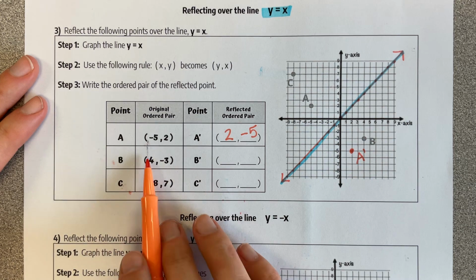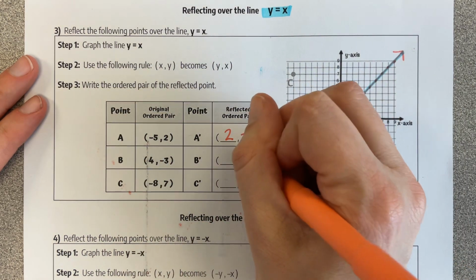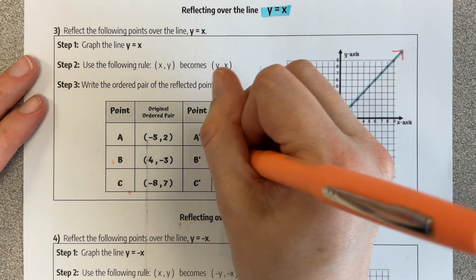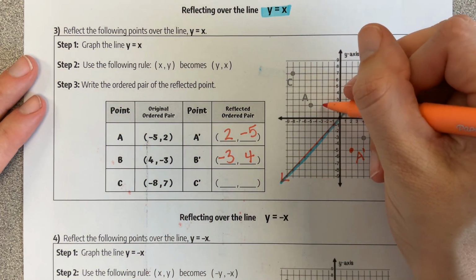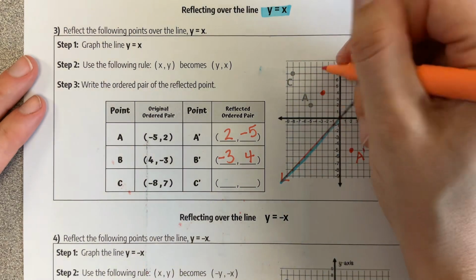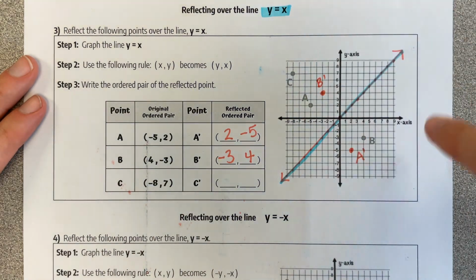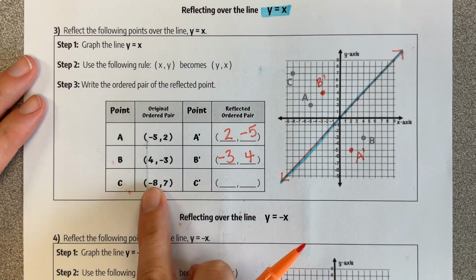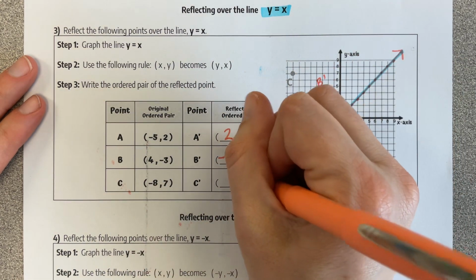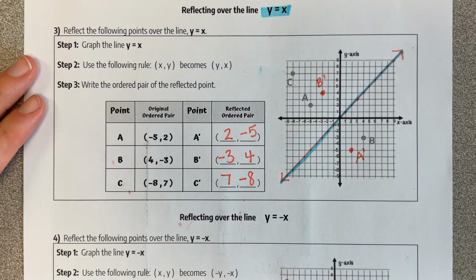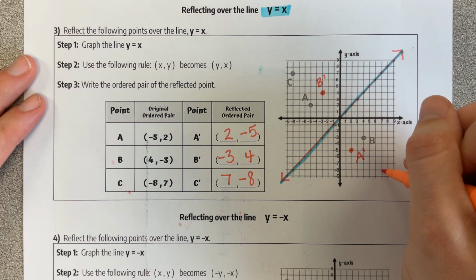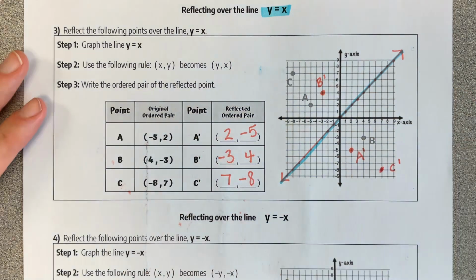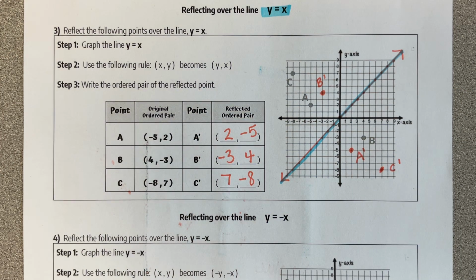For B, that 4 for x is going to move to y. That negative 3 for y is going to move to x. Then plotting that point, negative 3, positive 4. And again, that kind of looks like it reflected over the line. Then for C, that negative 8 for x is going to become y, and that 7 for y is going to become x. Plotting that point at 7, negative 8. And there we have it.